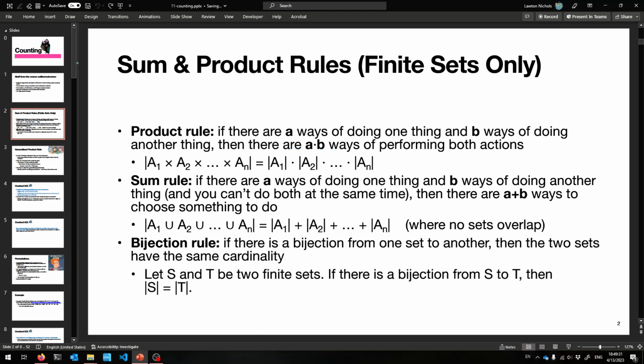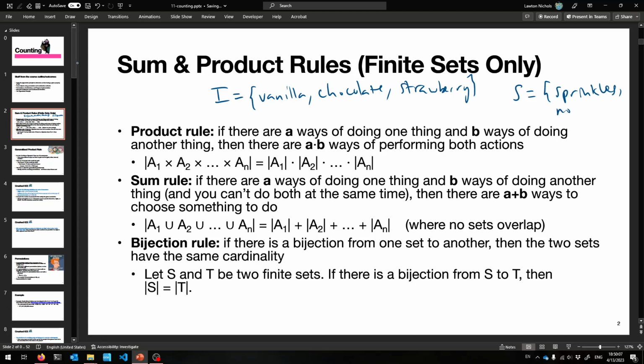And to make this concrete, let me make two sets. Here is set I of all the ice cream that you could get at a store, for example. So here's vanilla, the one true flavor. Then you have chocolate, strawberry. Let's say that those are the only flavors of ice cream that are at the store. And so that's one set. And then they also have rainbow sprinkles, but nothing else. And so you have another set of options for sprinkles. You can have sprinkles, or you can not have sprinkles. No sprinkles. Okay, so that's another set.